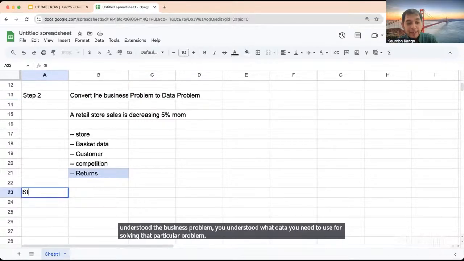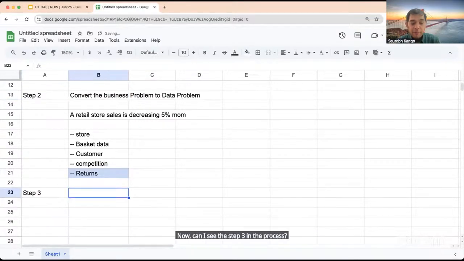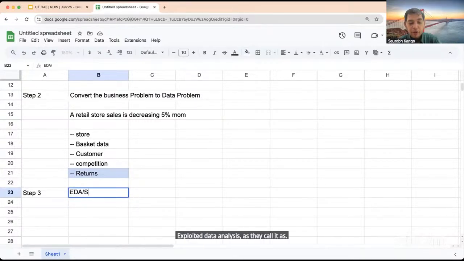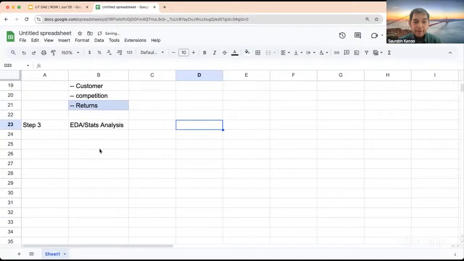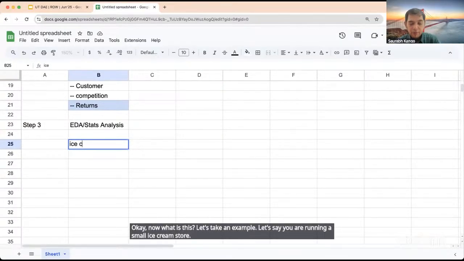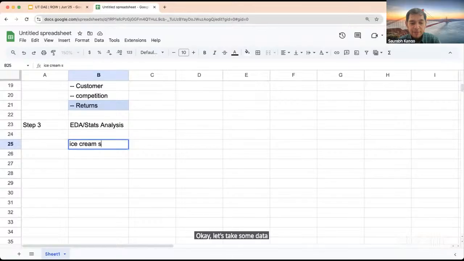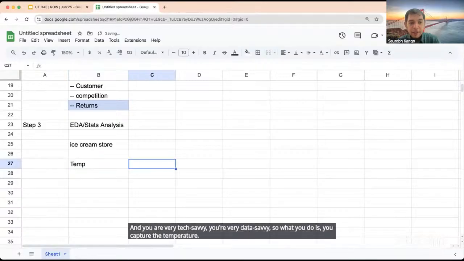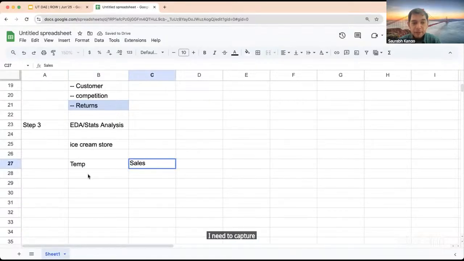Now, can I say step 3 in the process would be to do some statistical analysis, or EDA, exploratory data analysis as they call it. Okay, now what is this? Let's take an example. Let's say you are running a small ice cream store. Okay, let's take some data. You are running a small ice cream store and you are very tech savvy, very data savvy. So what you do is you capture the temperature and you capture the sales in units.